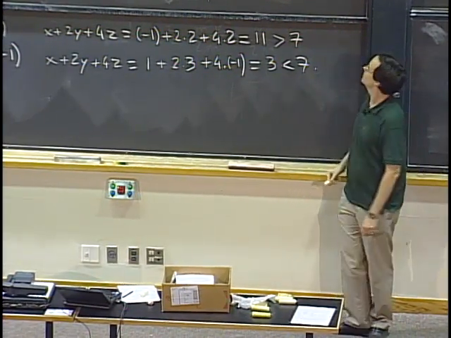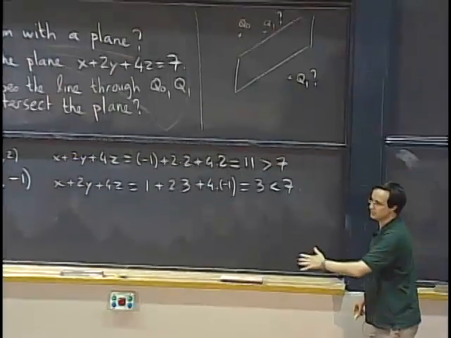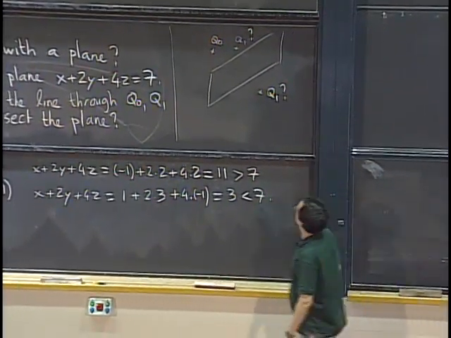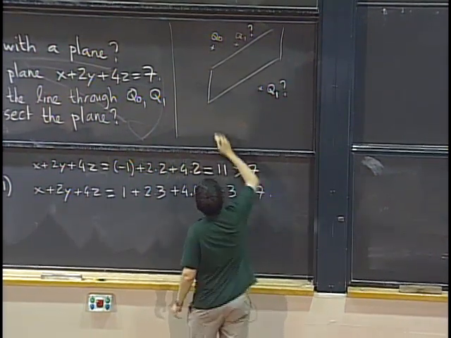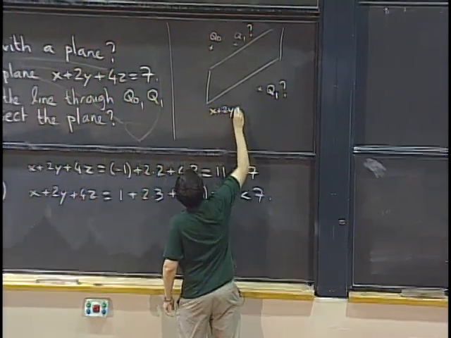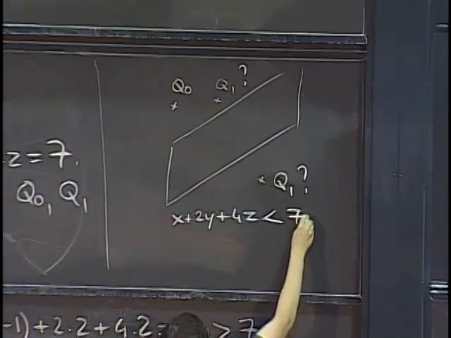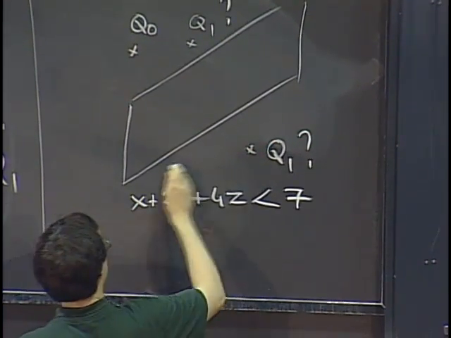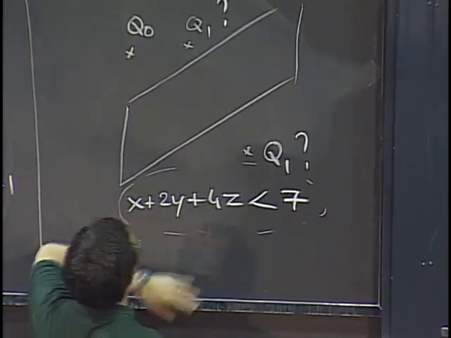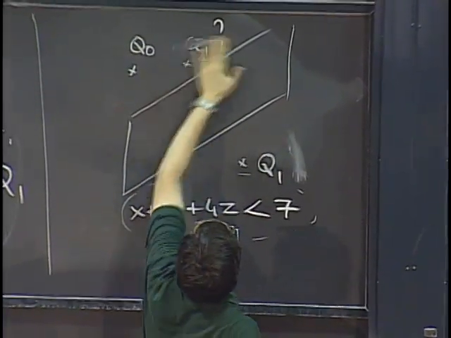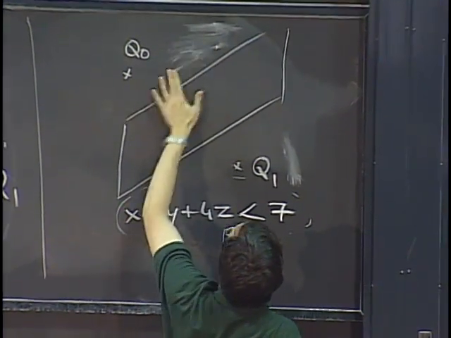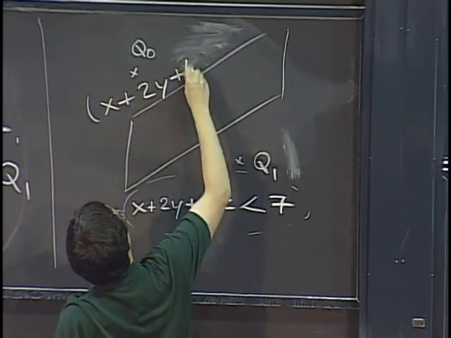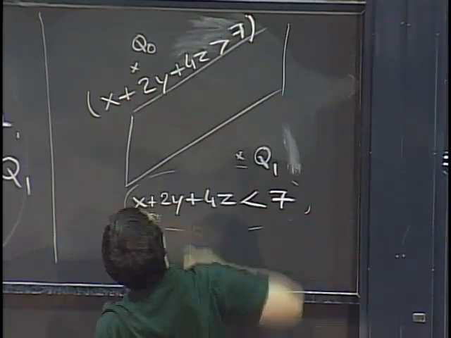That's less than 7. If you think about how a plane splits space into 2 half spaces on either side, well, one of them is going to be the points where x + 2y + 4z is less than 7. So that's this side, and that's where Q1 is. And the other side is where x + 2y + 4z is bigger than 7.